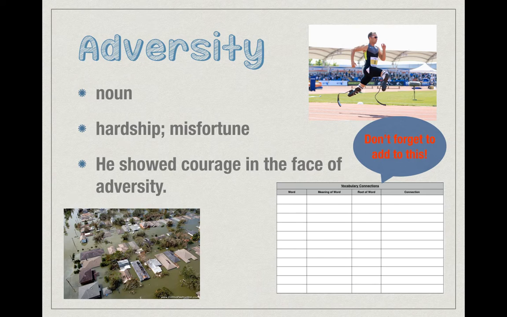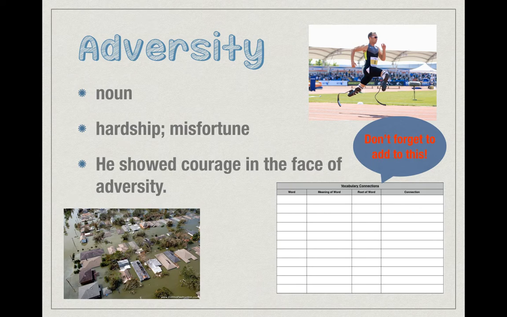is adversity. Adversity is a noun, and it means hardship or misfortune. For example, he showed courage in the face of adversity. The example from your book states, despite the adversity of the shipwreck, the family adapts to living simply, turning their island into a small paradise. So adversities are difficulties or hardships. Don't forget to add that to your chart.